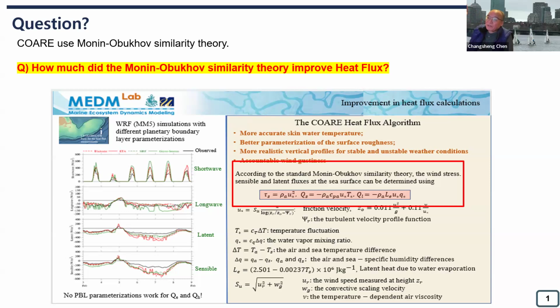But then what happened? Between the 10 meters and the sea surface, there is a thermal boundary layer, a very thin boundary layer. This boundary layer matters for unstable weather. For stable weather, it doesn't matter. But when the weather is unstable, like a storm comes, the conditions between the sea surface and 10 meters can change significantly.